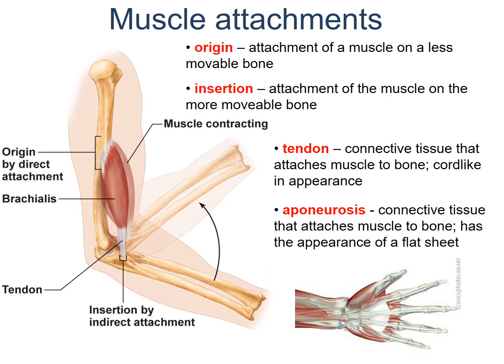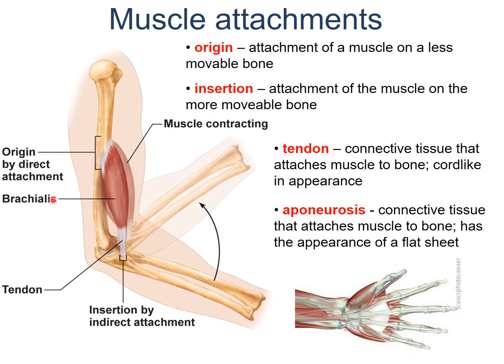Okay, so in this particular slide, we just have a couple of definitions that we need to be aware of. The first definition is origin, and that's the attachment of a muscle on a less movable bone. And the second definition is insertion. That's the attachment of the muscle on the more movable bone. And this makes more sense when you actually look at a particular example.